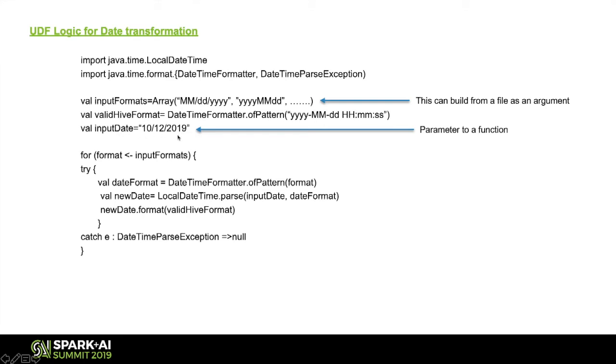For this presentation, I'm just showing you an input date that comes like this, 10/12/2019, which I showed in the previous step, as a parameter to the UDF. One by one, you read these formats. The first format you pick, mm-dd-yy, you apply it to the input date that came to the UDF, and then you parse it with LocalDateTime.parse. If it parses correctly, it converts the date into the Hive format. You see that? The return is new date.format, valid Hive format. So the conversion part is done. If it's not valid, it returns null.